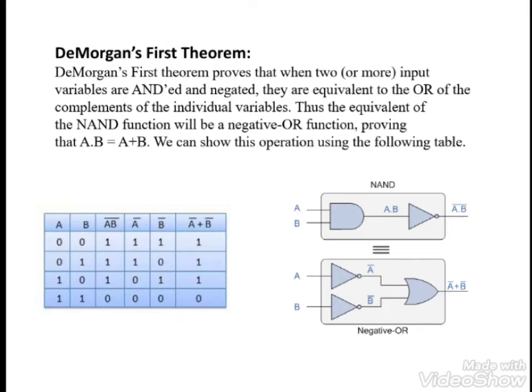De Morgan's first theorem states that when two or more input variables are ANDed and negated, they are equivalent to the OR of the negated variables. That is, (A into B) bar is equal to A bar plus B bar. We can see the truth table. In the truth table, 4 input combinations are there: 0 0, 0 1, 1 0, 1 1. In this truth table, we see that both the columns, (AB) whole complement and A bar plus B bar, are equal.